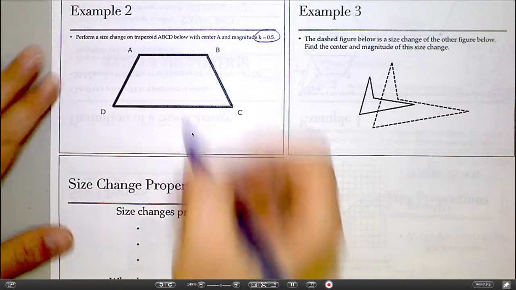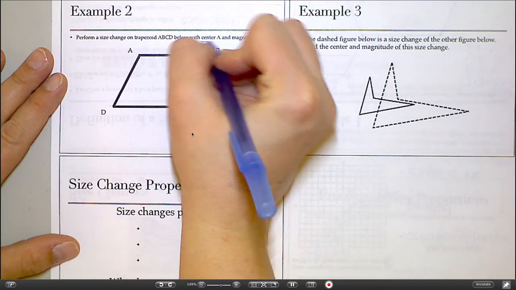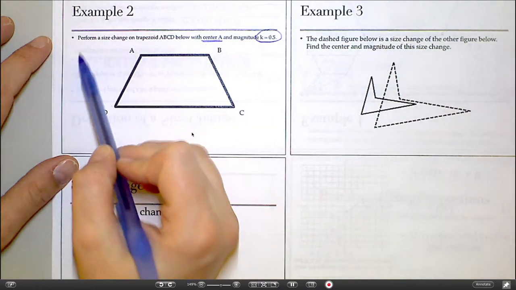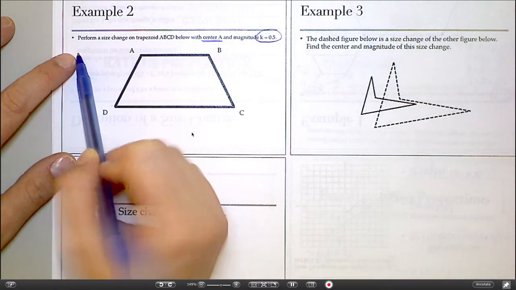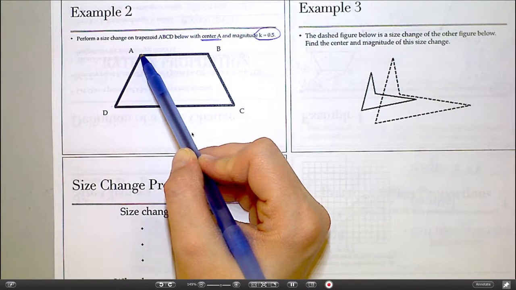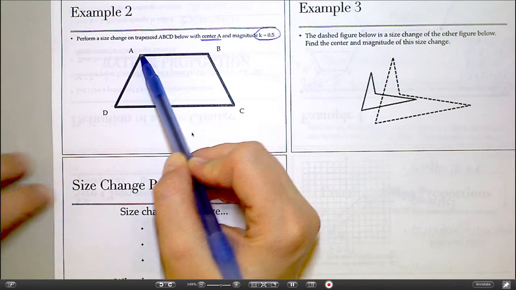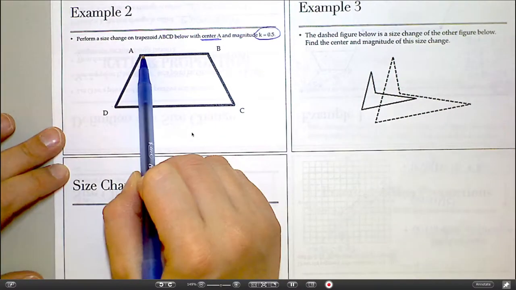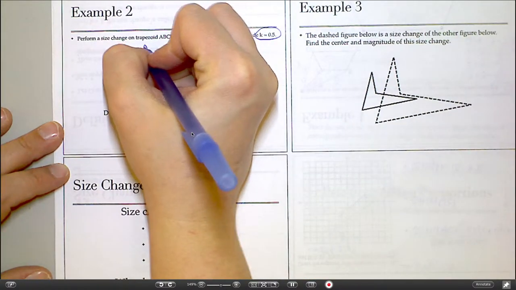And the other thing I want you to see is they're telling you that the center is point A. Remember in the last one we had another dot sitting out here somewhere? This time they're telling you that this point A that's on the trapezoid is your center. Okay? So this point is actually going to stay right where it's at. Point A is going to stay at point A. This is now A prime as well.